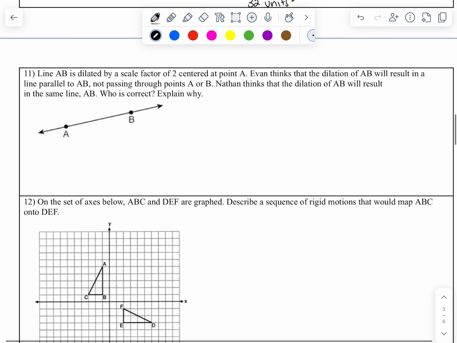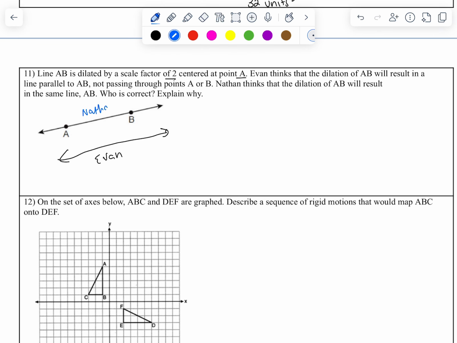For question number 11, we're dilating line AB by a scale factor of 2 centered at point A. Evan thinks the dilation of AB will result in a line parallel to AB, not passing through A or B, so like a separate line. That's what Evan thinks. Nathan thinks that the dilation will result in the same line as AB. So Nathan thinks it's going to be the same. Who is correct? Nathan is correct.